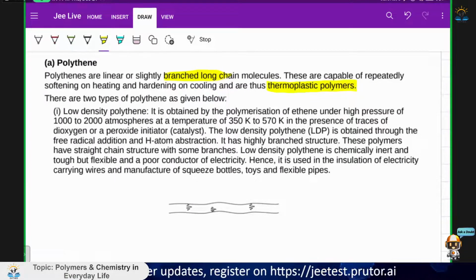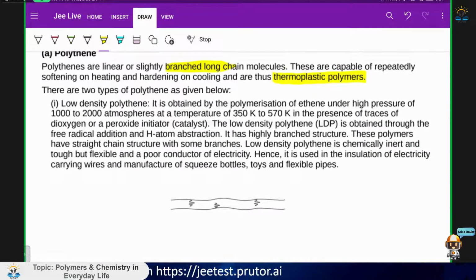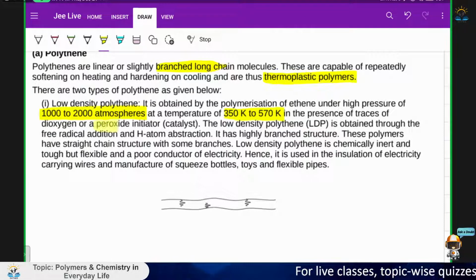There are two types of polythene as given below, which are low density polythene and high density polythene. So first we'll discuss what is low density polythene. It is obtained by the polymerization of ethene under high pressure. For creating low density polythene, the pressure is almost 1000-2000 atmosphere. Temperature is 350 Kelvin to 570 Kelvin, in the presence of a peroxide initiator. The low density polyethylene is obtained through free radical addition and hydrogen atom abstraction.